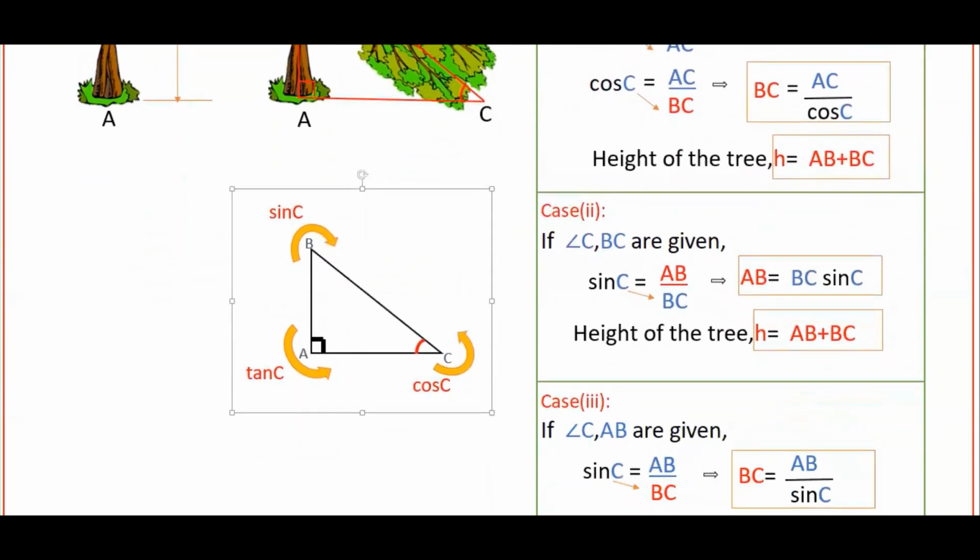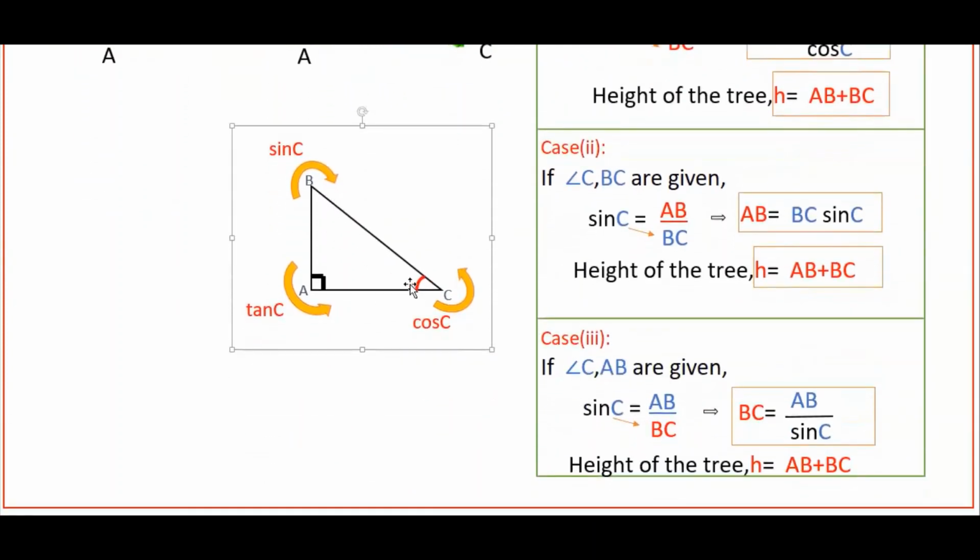In the third case, if angle C and AB are given, then sin C is equal to AB by BC. Therefore, BC is equal to AB by sin C. Therefore, height of the tree is equal to AB plus BC. AB we know and from this we can find BC. So, H is equal to AB plus BC.